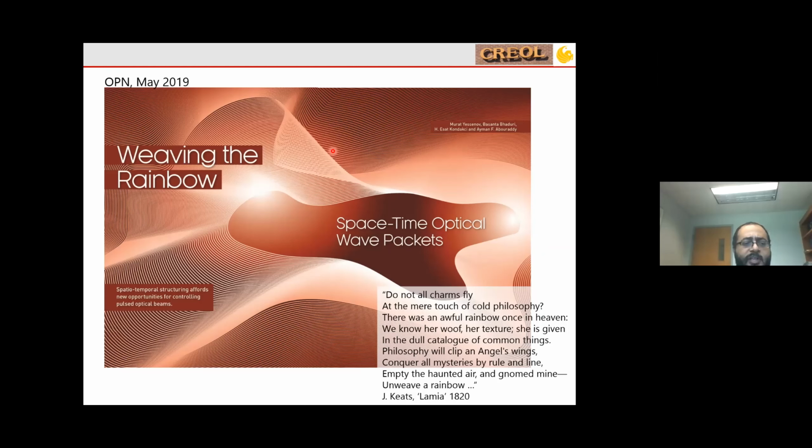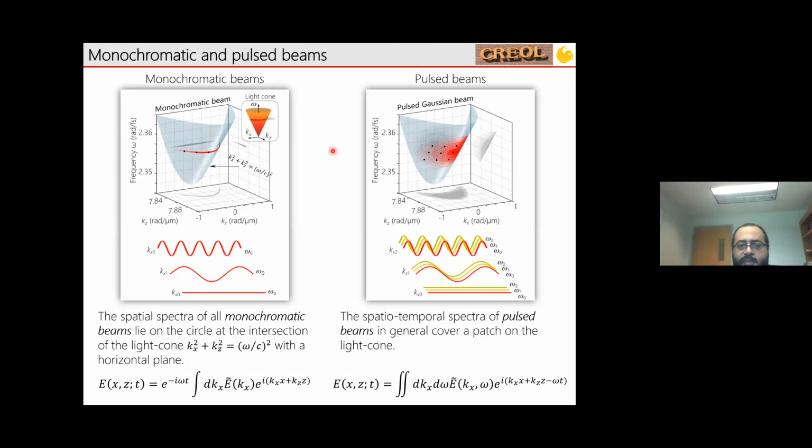Later this year, or early next year, there'll be a big review paper in Advances in Optics and Photonics with a more technical review of the state of the field.